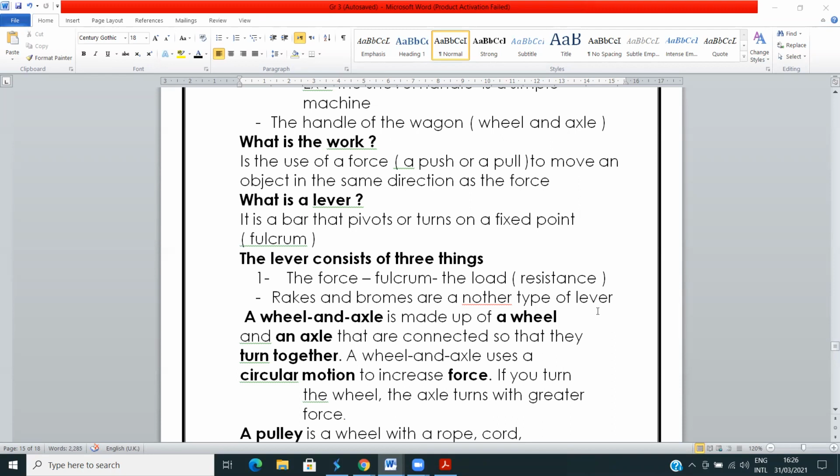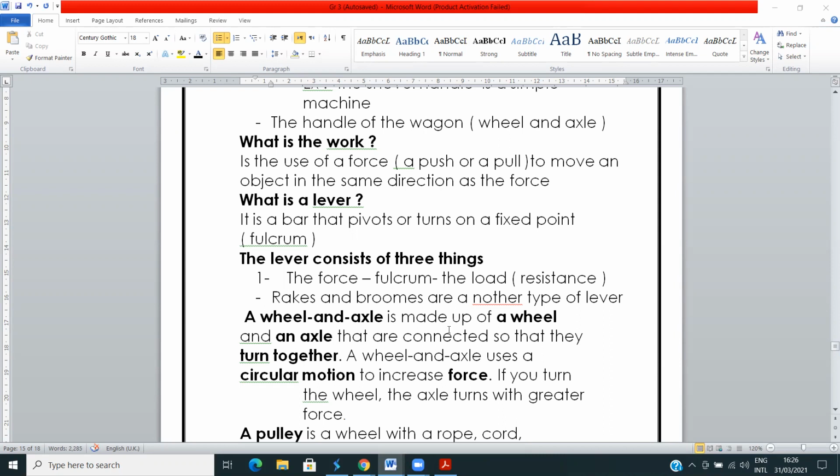Like lever. Like what? A fork is a kind of lever. Seesaw is a kind of lever. Rakes and brooms are kinds of lever. B-R-O-O-M. That's okay. Brooms are kinds of lever. All of these levers are simple machines.